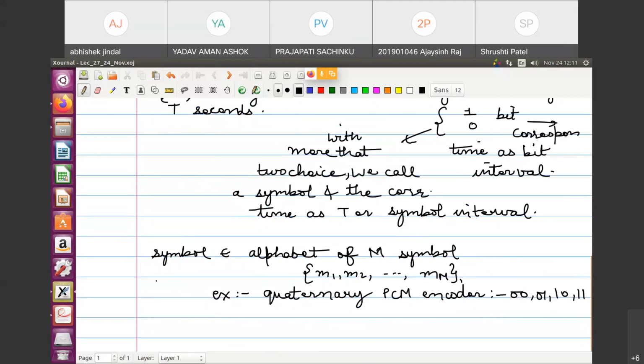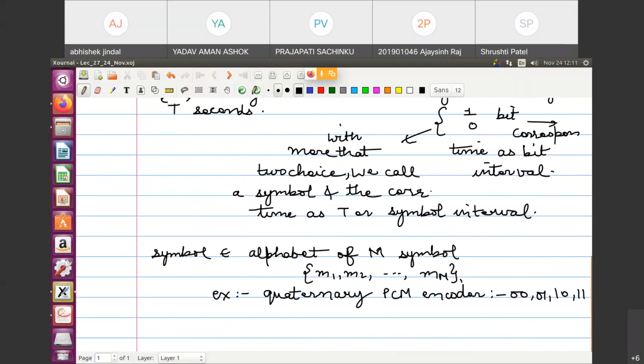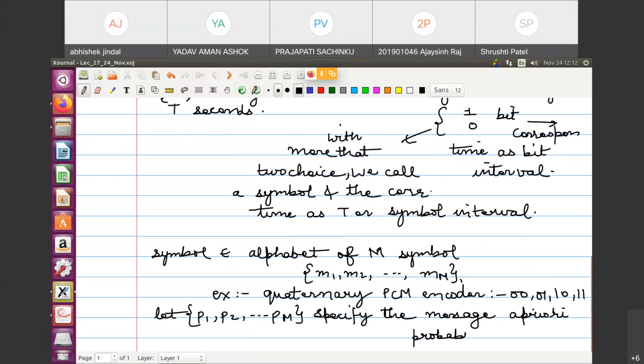And as we defined P0 and P1 in the above case, we will define the probabilities also in the following case. So let P1, P2, up to PM specify the message a priori probabilities. Okay, let us say that P1, P2, PM, they specify the message a priori probabilities.